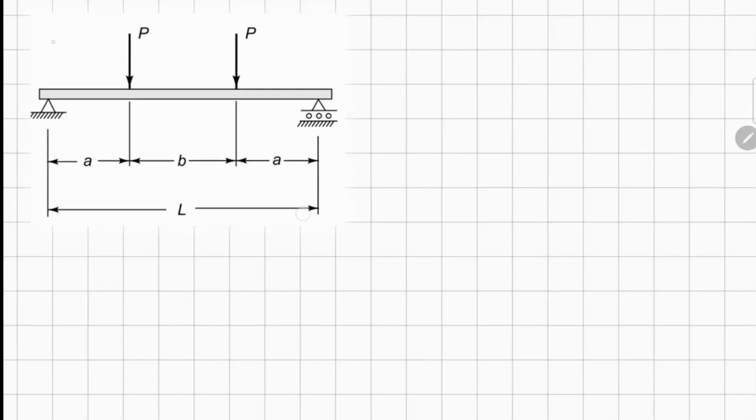This one is 3.23E, and here we have a simply supported beam for which we need to find the shear force and bending moment diagram using singularity functions. Looking at the structure, there will be a reaction R1 here and a reaction R2 here, and due to symmetry in this beam, both of these values will be equal to P.